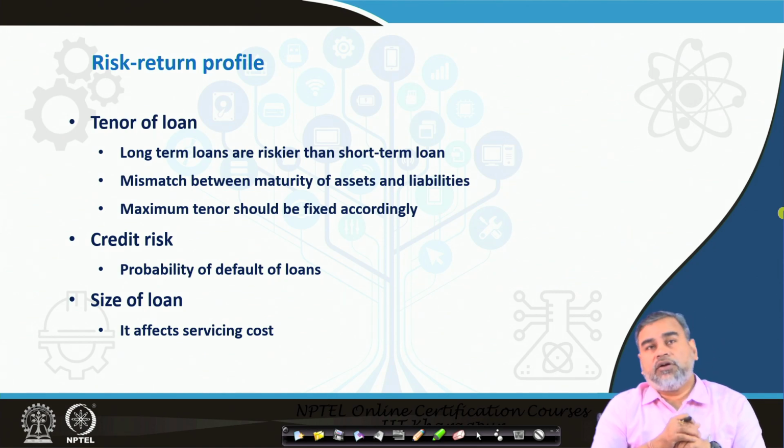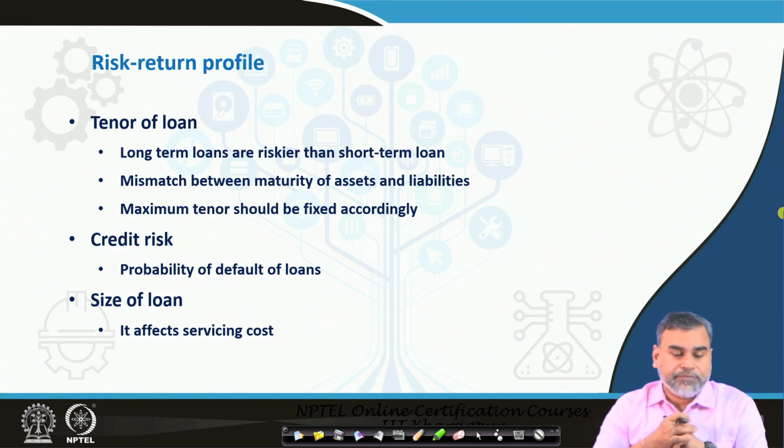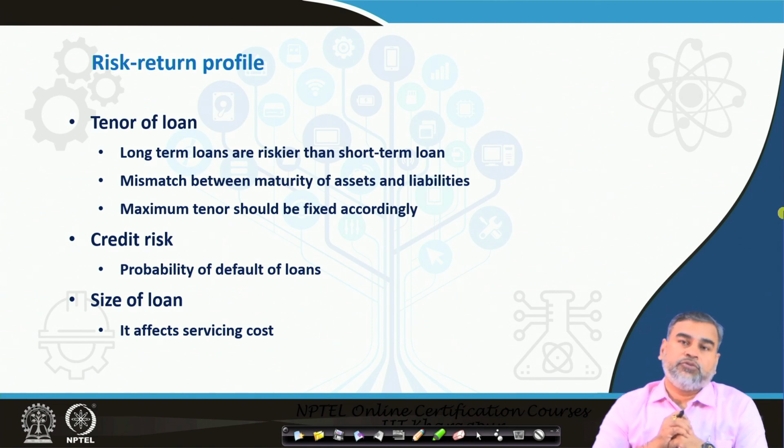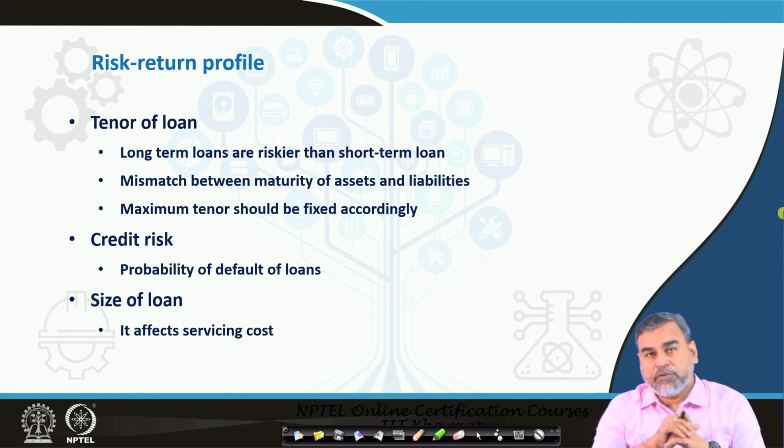Another thing we look at in the risk return profile is credit risk. So, what is credit risk? It is nothing but the probability of default of that particular loan. Whenever the loan is disbursed, the bank has to consider different parameters to assess the probability of default, and because of that some extra premium or extra margin has to be imposed.